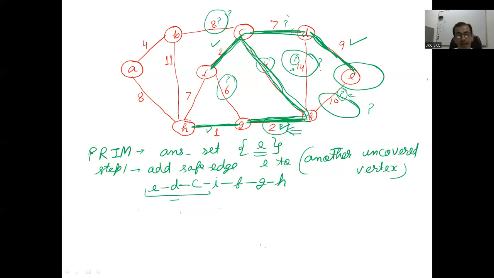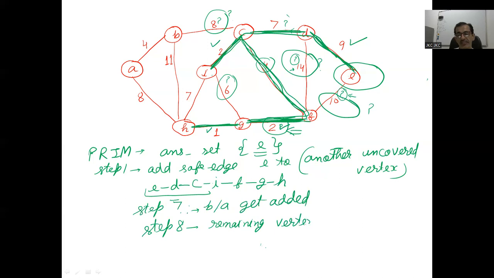Similarly, the next step, step 8 will come. And step 8 will mean that correspondingly maybe B or A will get added through the suitable connection. And finally, the remaining step 9 will come. Or I'll say rather step 7, because n-1 steps needed. And then step 8 will come. The remaining last vertex will get added. So this is the way Prim's algo works.